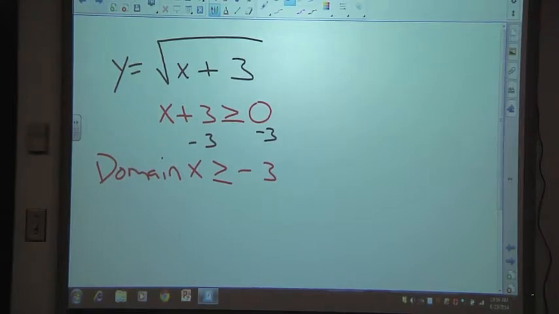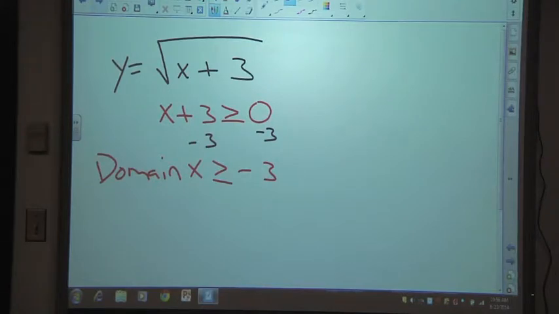So square roots have their own special things. Other functions that have their own special things are logarithms and natural logarithms. You have to be aware of those and how they work. Okay, functions. This is what we deal with in terms of calculus.